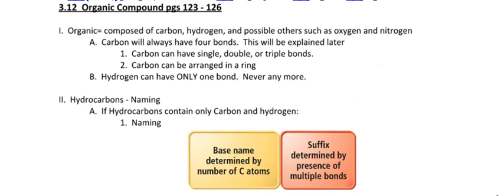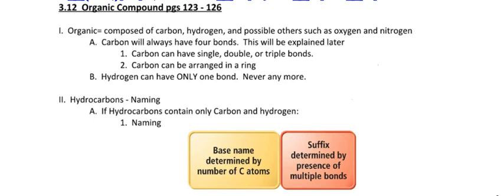We're not going to go into a whole lot of detail, but just enough so that when you see organic compounds later on in the year, you have a basic understanding of what they are, okay? So organic is composed of carbons and hydrogens, or hydrocarbons, and other possible elements such as oxygen and nitrogen. Those would be your most common.